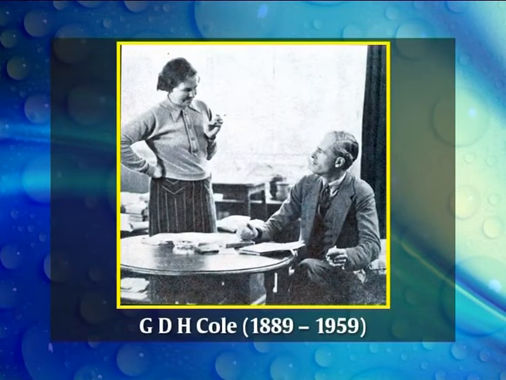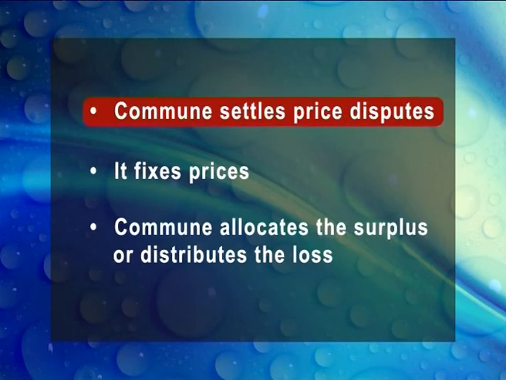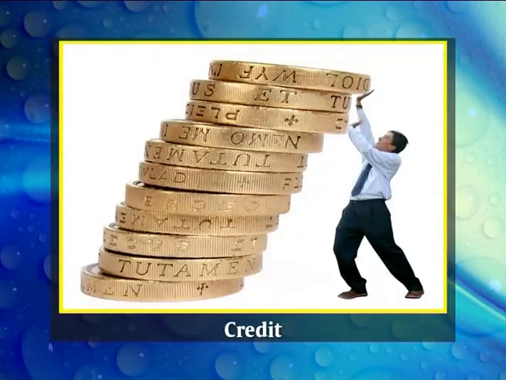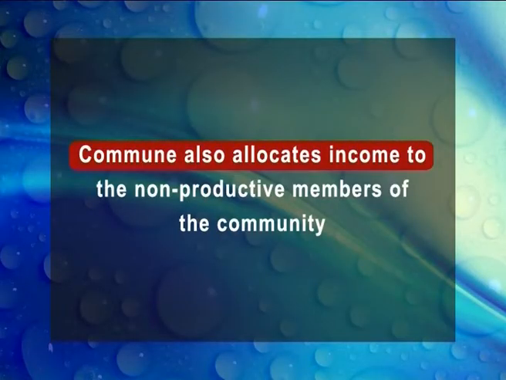G.D.H. Cole then begins to enumerate the powers of the Commune. He gives a list of functions the Commune is supposed to perform. For instance, it settles price disputes, sometimes it fixes prices, allocates the surplus or distributes the loss. It allocates natural resources and controls the issue of credit. It ratifies the budget of the guilds and civil services and levies taxes. All questions of income are within its jurisdiction. It also allocates income to the non-productive members of the community.